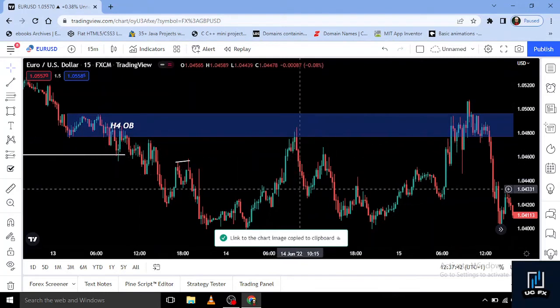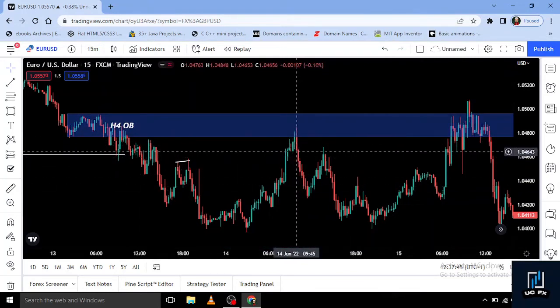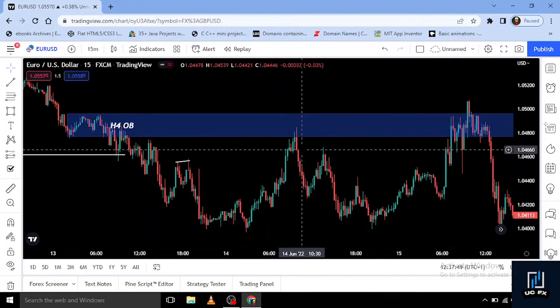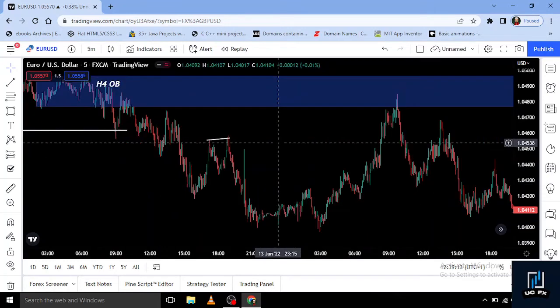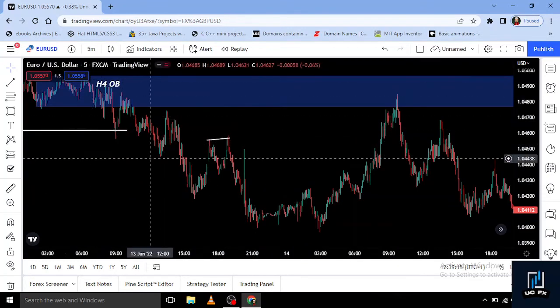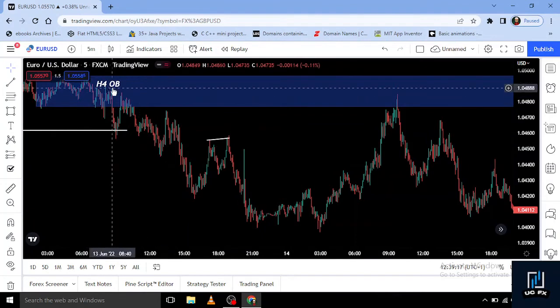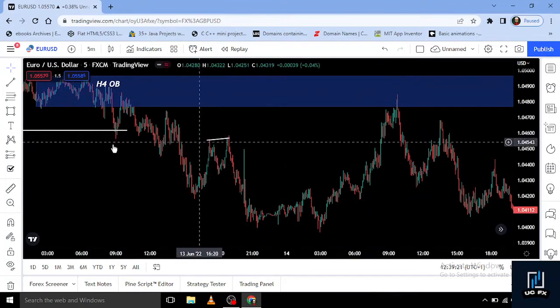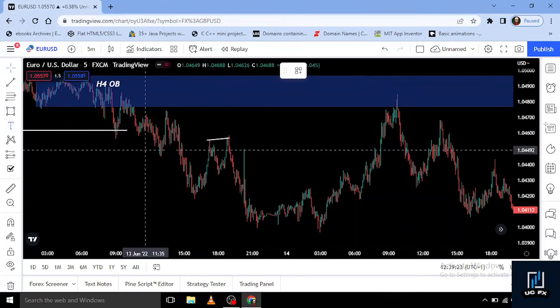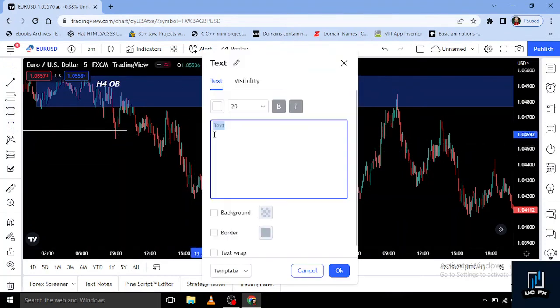Lower time frame confirmation. You're going to be going down to the 5-minute time frame to spot a break of structure and a tap into an order block formed in the 5-minute time frame. So let's go down to the 5-minute time frame to confirm our entries. Here we are on our 5-minute time frame. This is still our H4 order block. Price took out liquidity, that's equal highs.